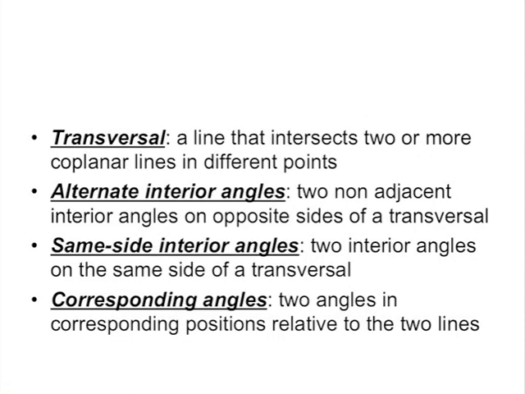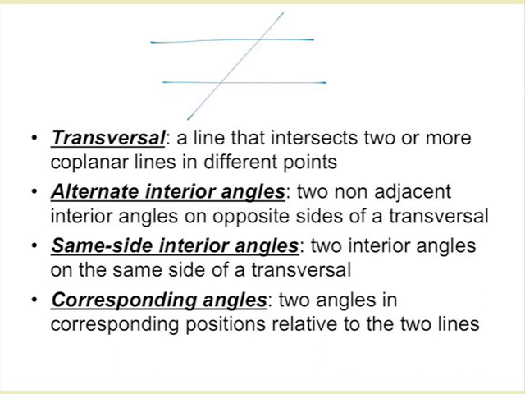Some more terms. A transversal is a line that intersects two or more coplanar lines at different points. So our kind of standard pictures, I've got two lines. They could be parallel, not parallel, but two lines that are in a plane. And I have a third line that's going to come across through there. That third line is called the transversal.